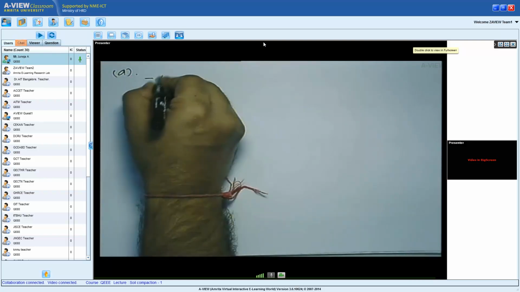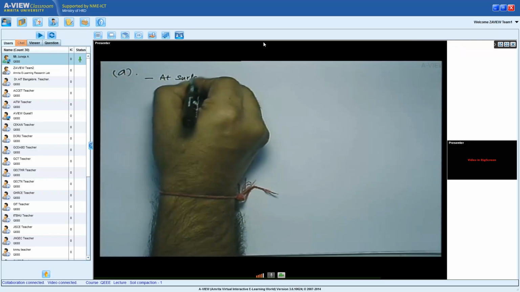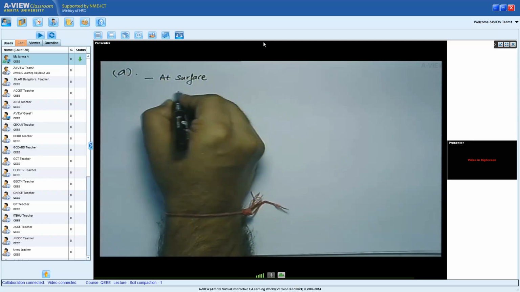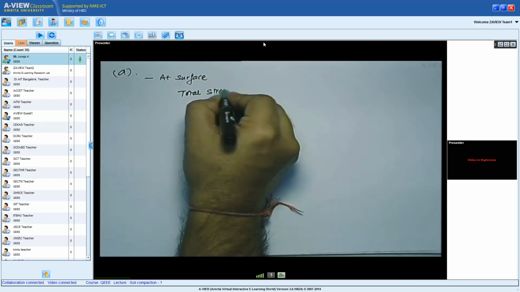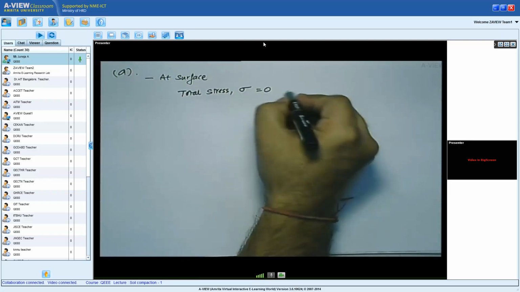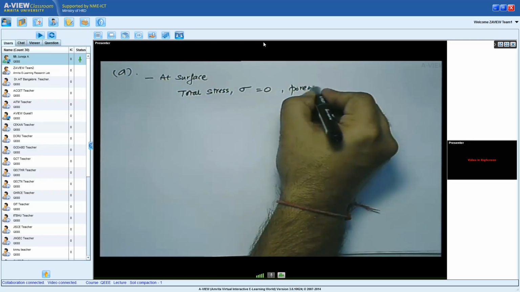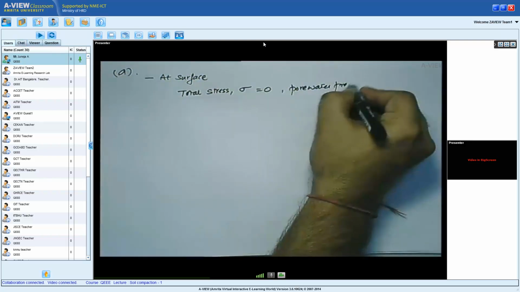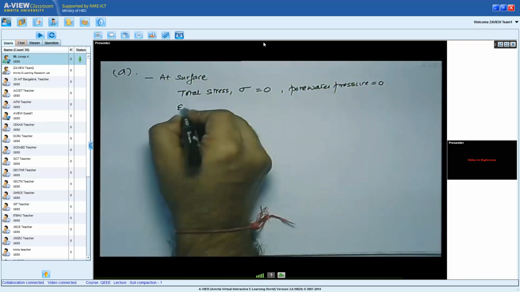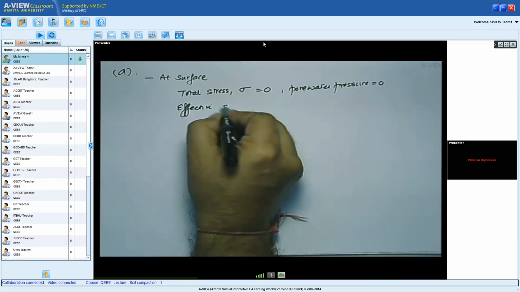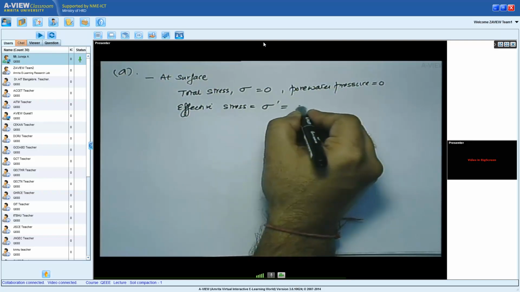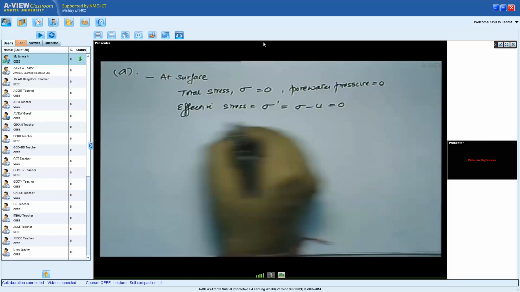I'm aware that at the surface, total stress, recall it's sigma, equals 0. There is nothing at the surface. Pore water pressure is also 0. So in other words, effective stress, sigma prime equals sigma minus u, which is also 0.